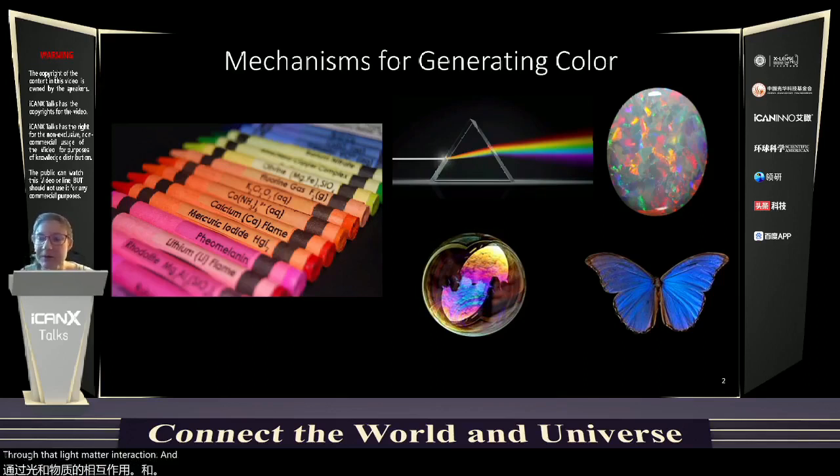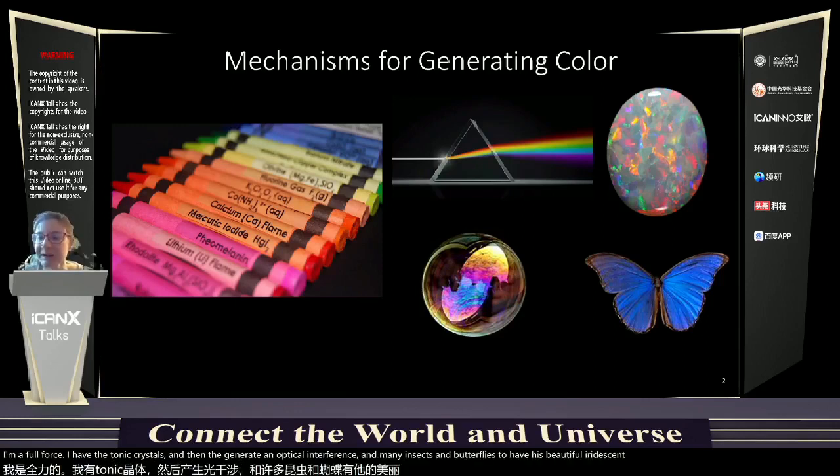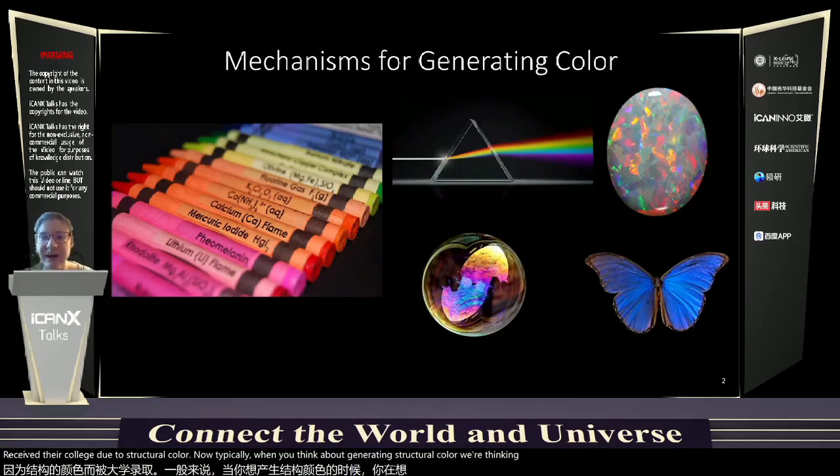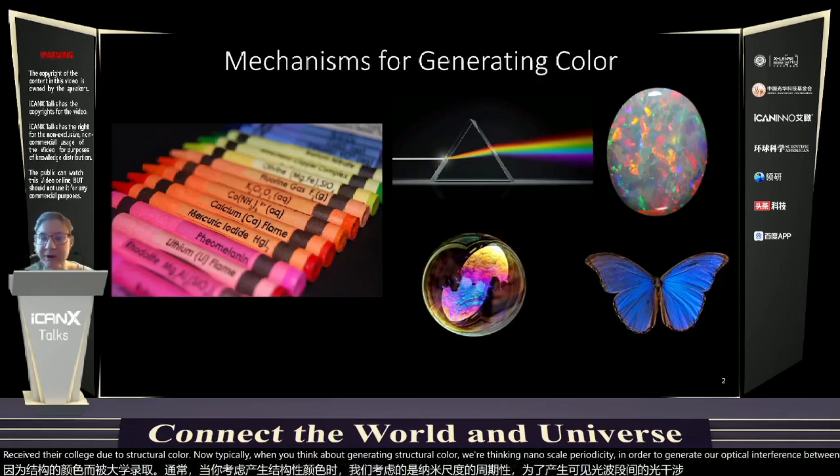And so, for instance, we have this bubble, which is colored through thin film interference. Opals have photonic crystals in them that generate optical interference. And many insects and butterflies that have these beautiful iridescent colors also receive their color due to structural color. Now, typically when you think about generating structural color, we're thinking nanoscale periodicity in order to generate optical interference between wavelengths in the visible spectrum.